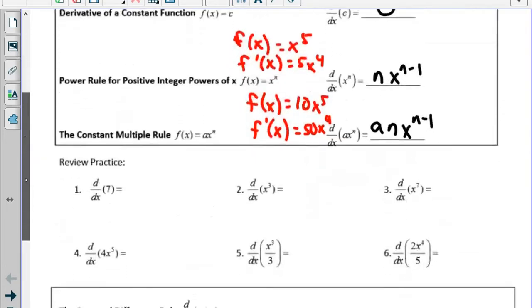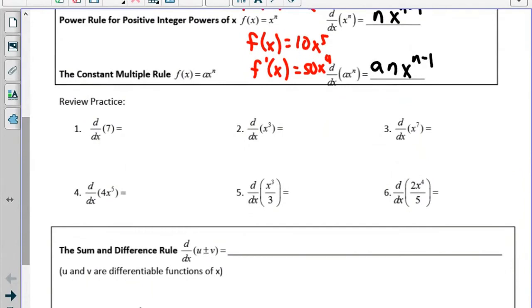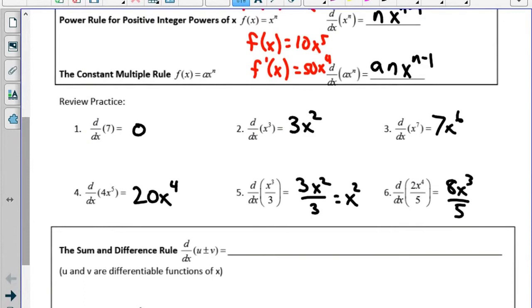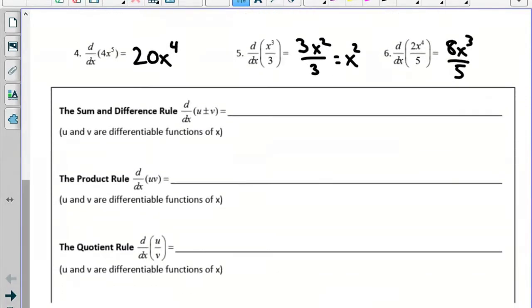I'm going to give you a little bit of time to do these review practice problems, and then I will put the answers up. So here are the answers. Hopefully you got them right. If you need some help, ask in class.